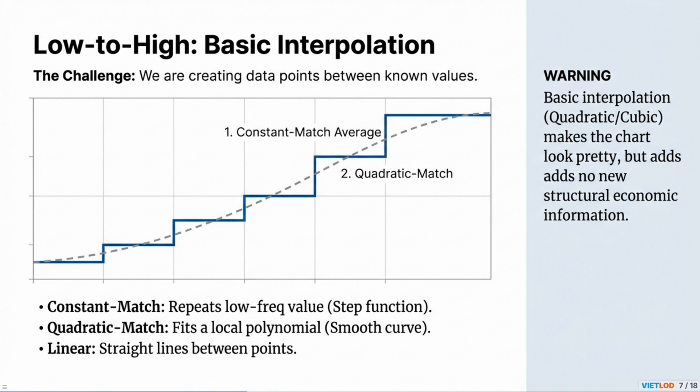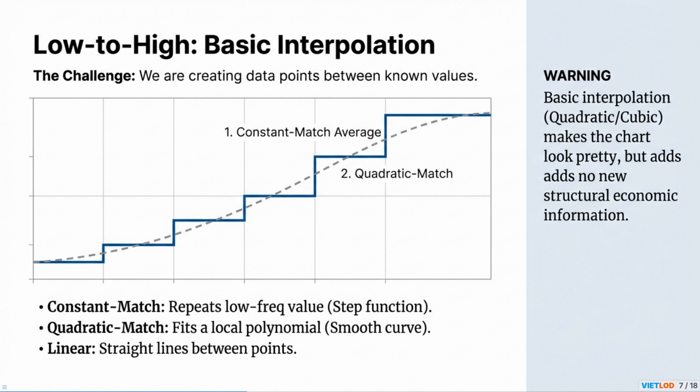Interpolation is about creating data points between known values. It's an estimation, not a direct calculation. A key warning is that basic interpolation methods make your chart look smooth but add no new economic information. The constant match method simply repeats the low-frequency value for all the higher-frequency periods within it. This creates a step function.